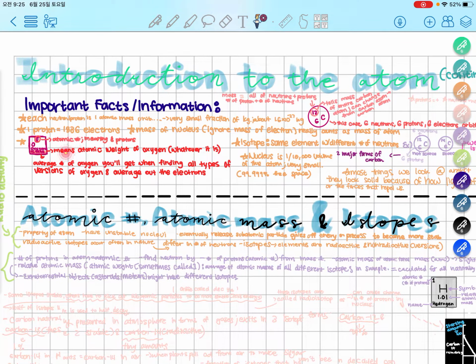One proton is 1,836 electrons. Remember, the mass of the nucleus is really what counts as the mass of the atom.